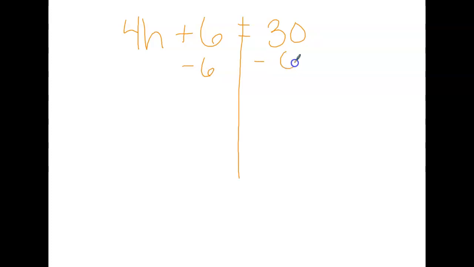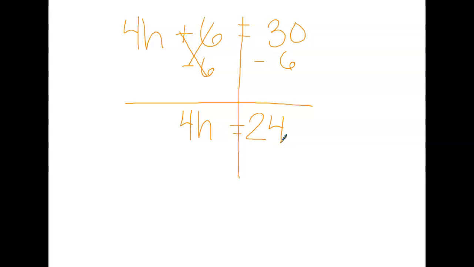So for the first one, we have 4h plus 6 equals 30. We're always going to draw our line down the middle. And we always work on the side that has the variable, so that's on our left side. So we have 4h plus 6. I need to get rid of that plus 6, so I'm going to add 6 negatives, or subtract 6, from both sides, because one side you always have to do to the other. This makes a 0 pair. I'm left with 4h equals 30 minus 6 is 24.